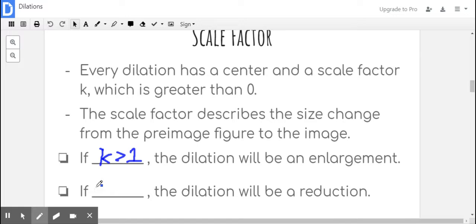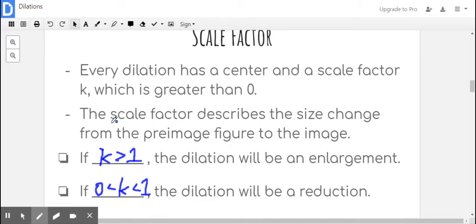If k is between 0 and 1, like this inequality shows right here, then it's going to be a reduction. For instance, if k was 0.75, that pre-image to image would make the shape about 0.75, or 75%, of what it started out as.